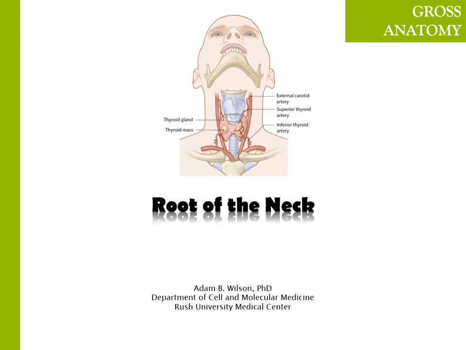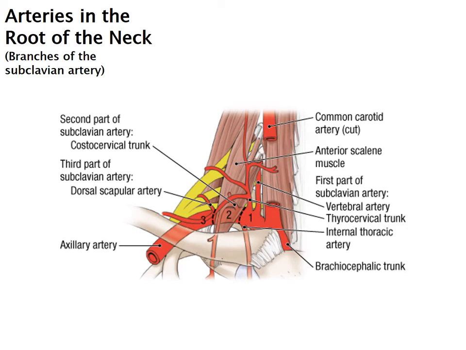This video will explore the structures of the root of the neck. Let's take a look at the branches of the subclavian artery first. The subclavian artery is divided into three regions based on its relationship to the anterior scalene muscle.